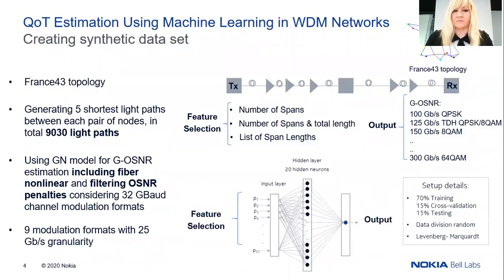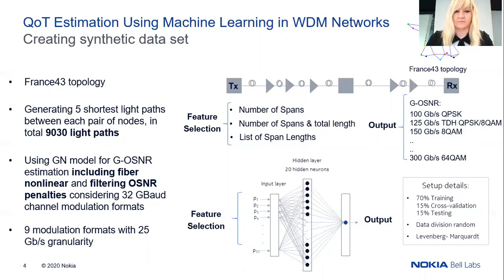For this study, we are creating a synthetic data set for the France 43 topology, and we are generating 5 shortest light paths between each pair of nodes. So in total, we have 9,030 light paths.